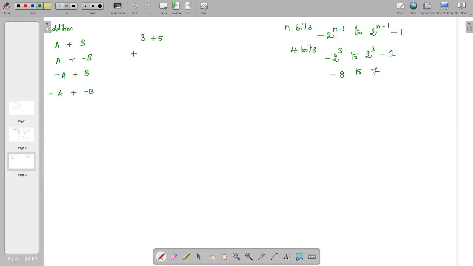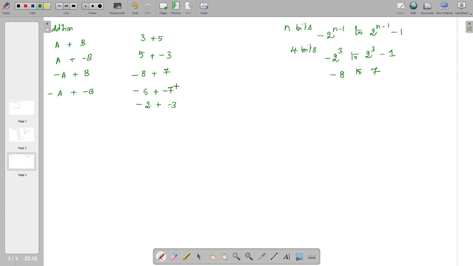Let's take 5 and minus 3, minus 8 added with 7, let's take minus 5 and minus 7, and also let's take minus 2 plus minus 3.